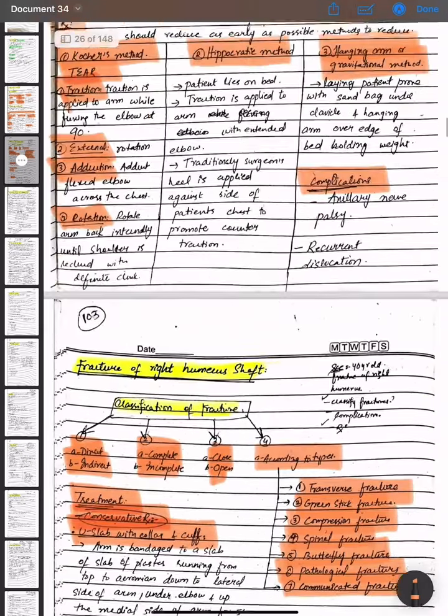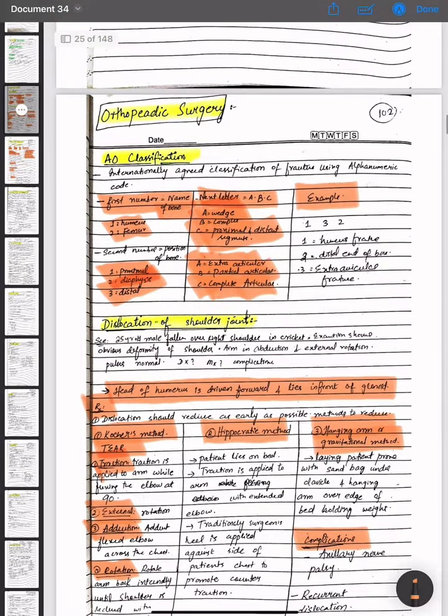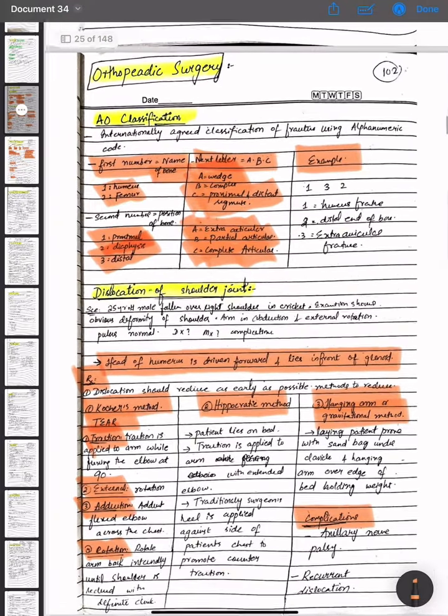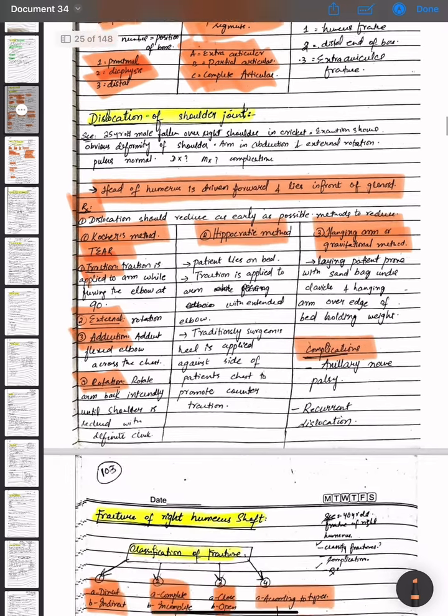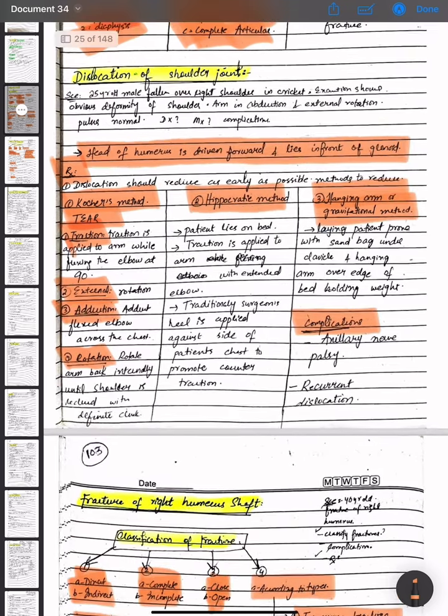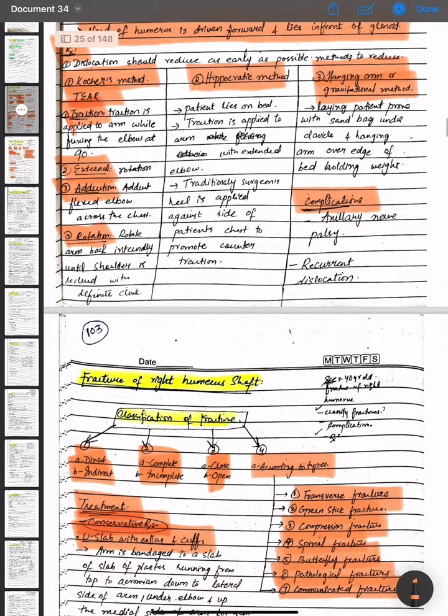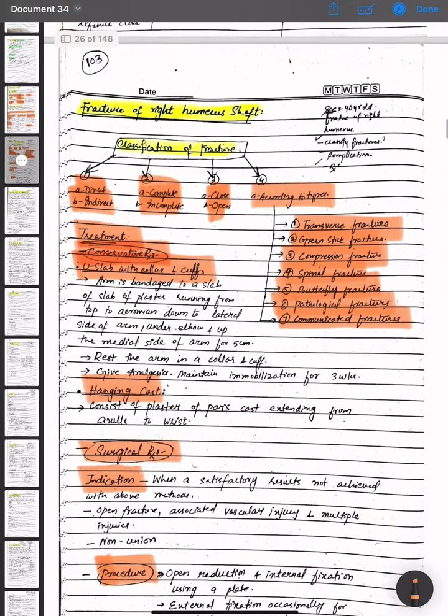So what we have studied until now: first of all, we discussed the AO classification for orthopedic trauma. Then we discussed a scenario for dislocation of the shoulder joint and the treatment options for it, which are Kocher's method, Hippocratic method, and the hanging arm or gravitational method. Then we discussed the complications. Then we came to the fracture of the right humerus shaft and discussed a scenario of a 40-year-old with a fracture of the right humerus. What is the classification of fractures and what are the complications?